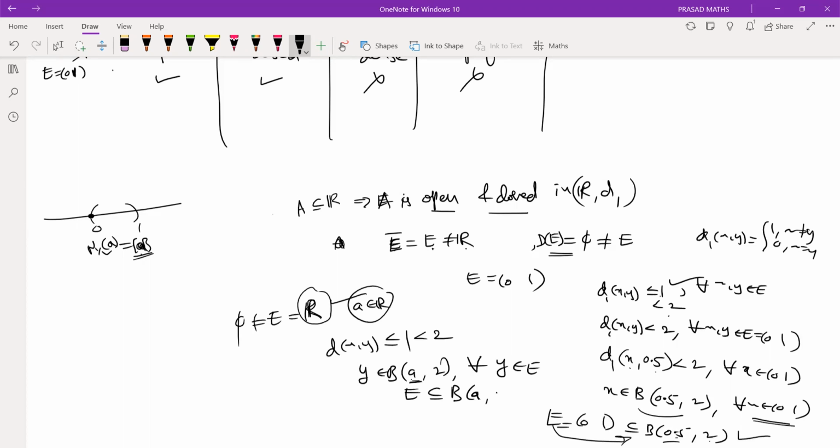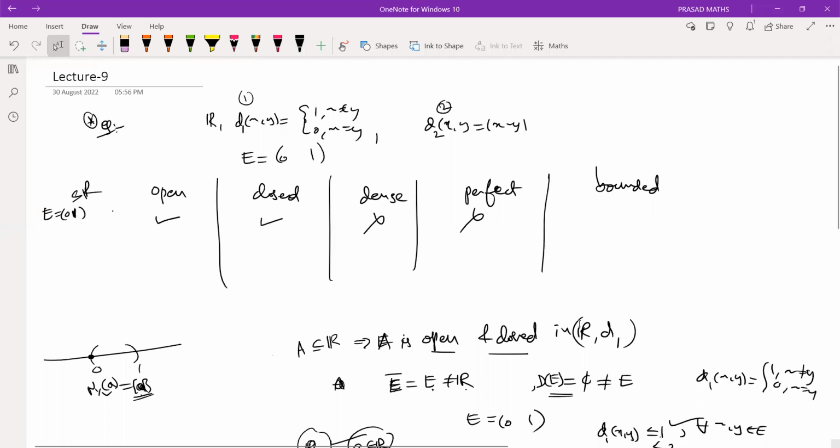Therefore, the distance between x and A should be less than 2. This is true for every y in E. Therefore, this is contained in the ball centered at A with radius 2. Is it clear? So what you observe is that any subset of a discrete metric space is bounded. That means E is contained in some ball centered at A with radius bigger than 1. In fact, is it clear? So therefore, this is bounded.